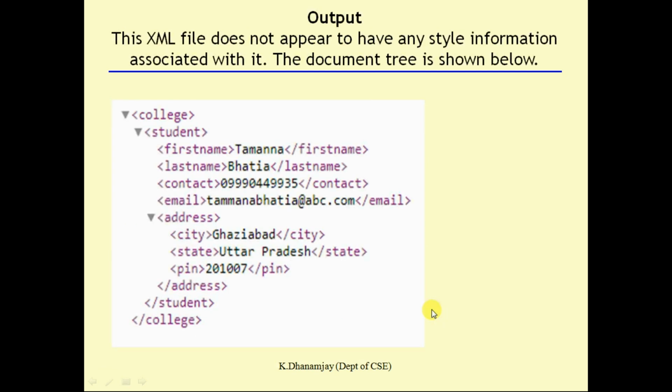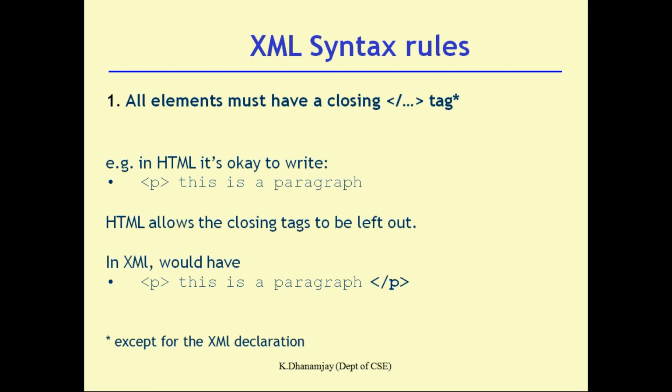Let's come back here. First one is college. In a college, students will be there. For a student, those many different attributes are there. Okay, like that. Let's see the rules. What are the different rules for writing an XML program?